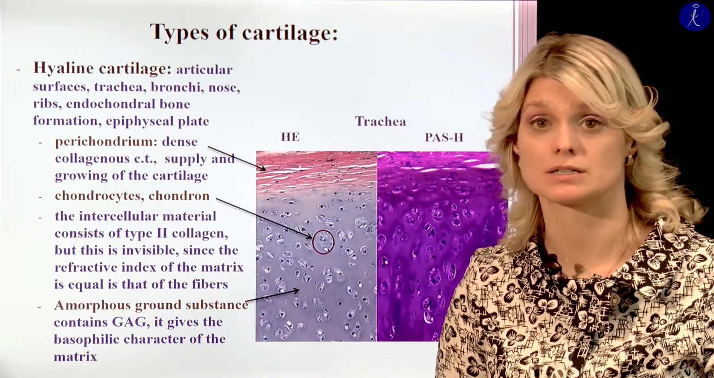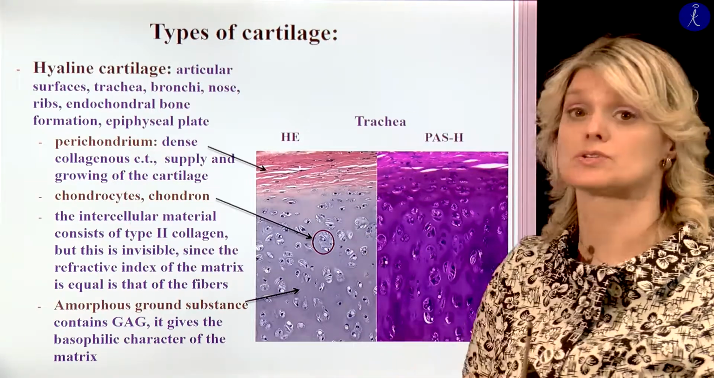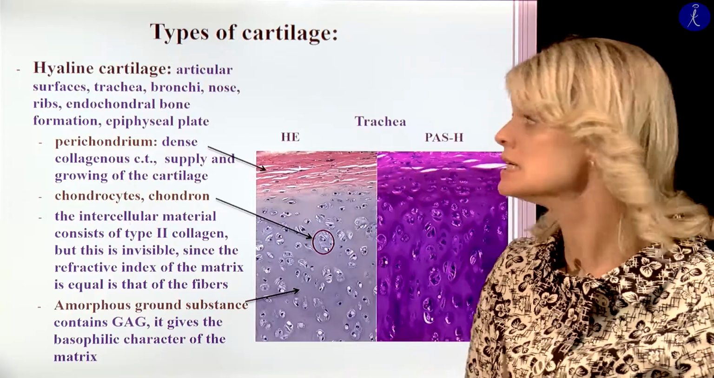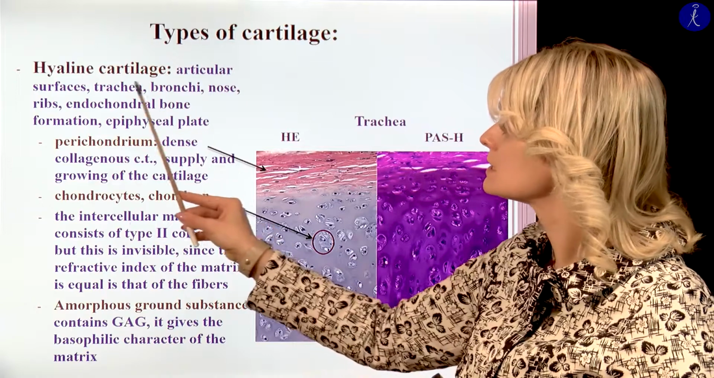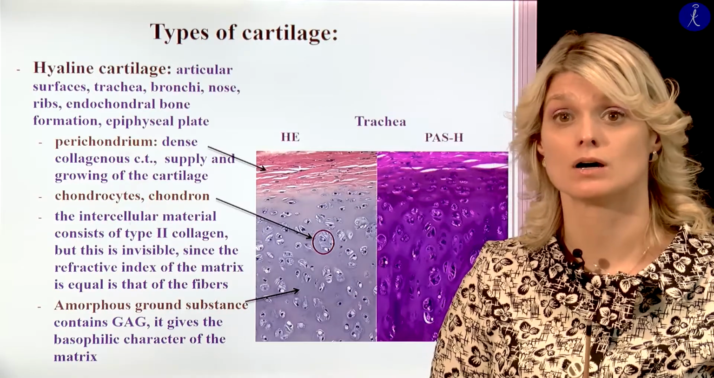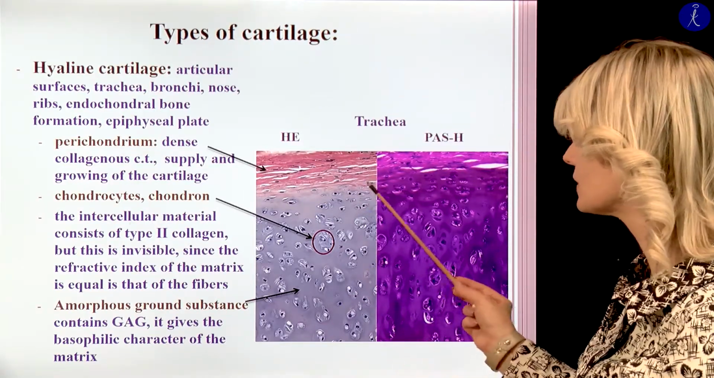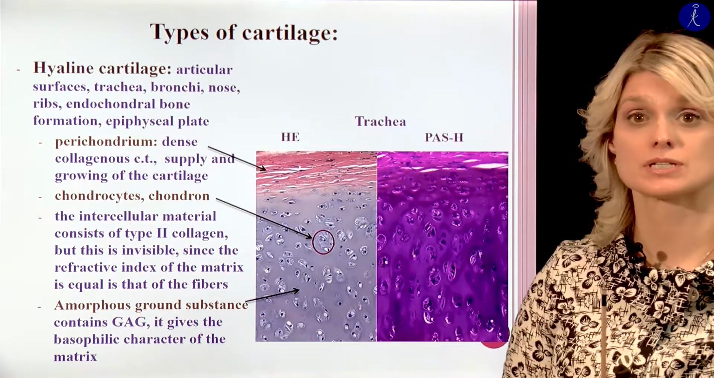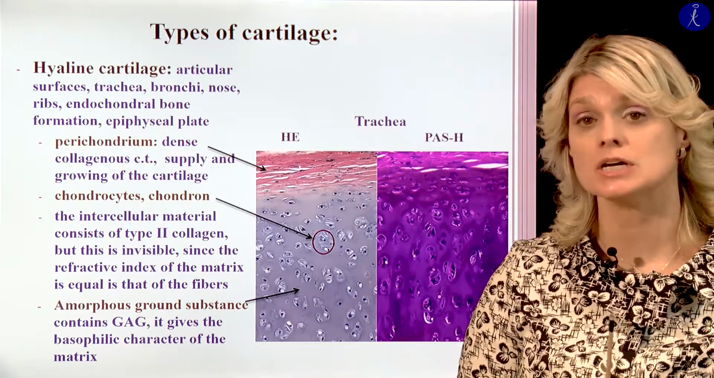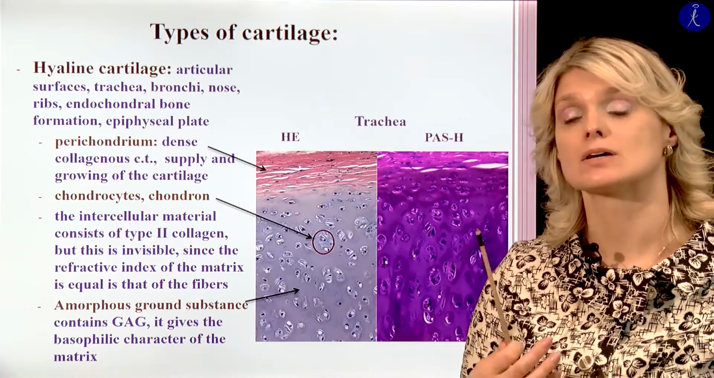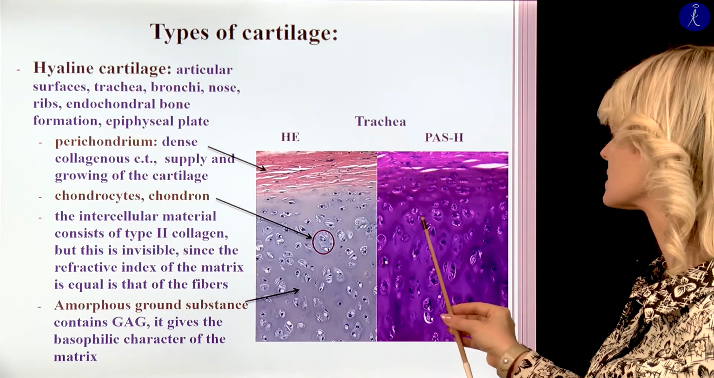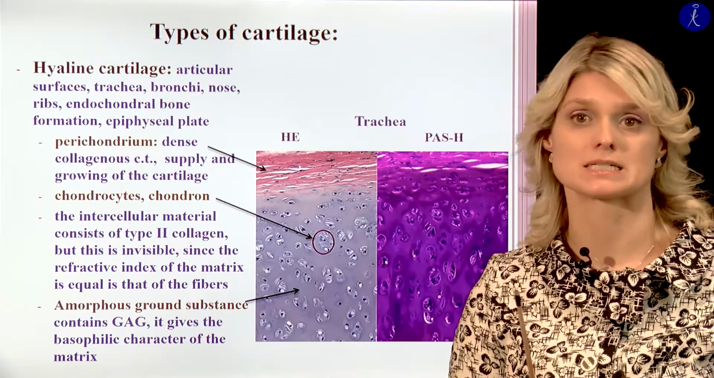Where do you have hyaline cartilages in the body? On the articular surfaces, in the trachea, in the nose, and in the main parts of the larynx. And it is really important that the endochondral bone formation, which we will see later, also originates from hyaline cartilage. Here you can see the picture with hematoxylin-eosin staining, and in this part we can see a PAS stained hyaline cartilage. I told you that PAS stains the carbohydrates, so it is really visible that the intercellular substance and the cells themselves are also PAS positive.